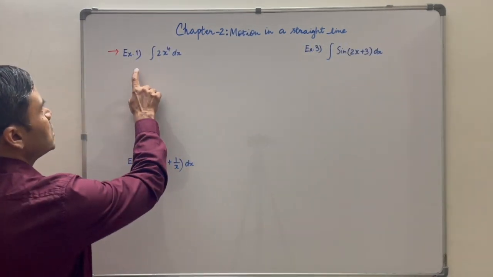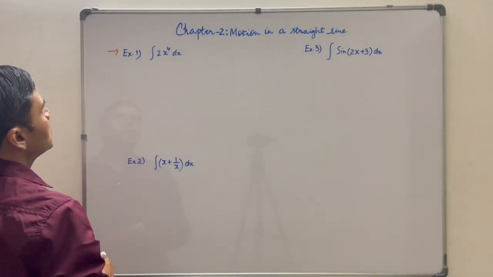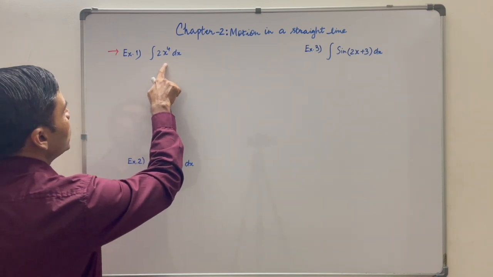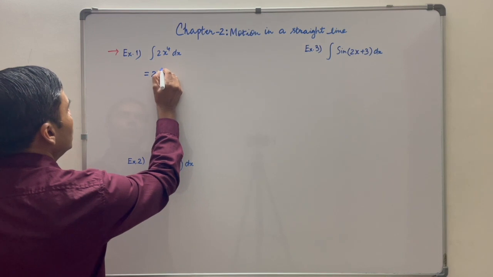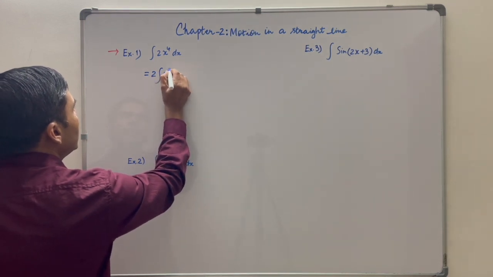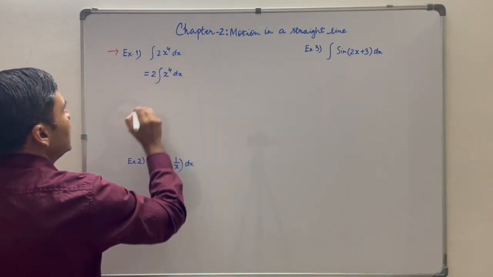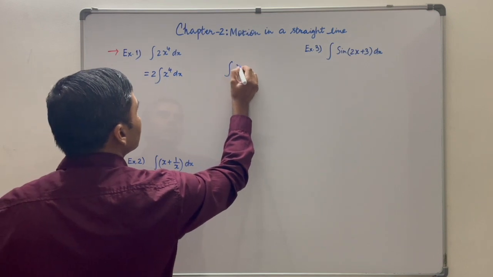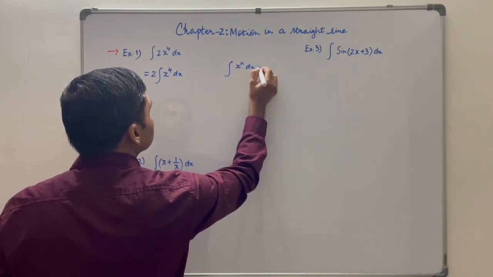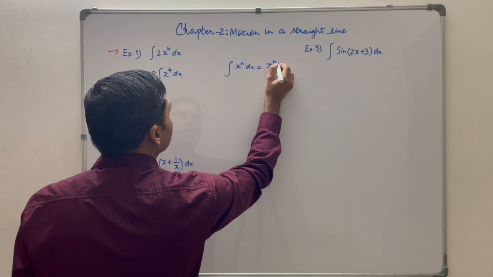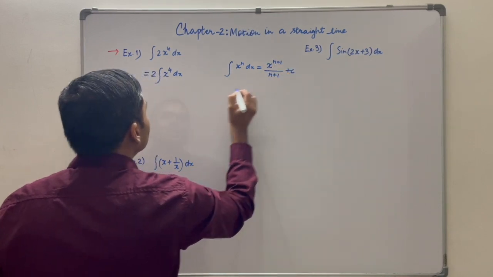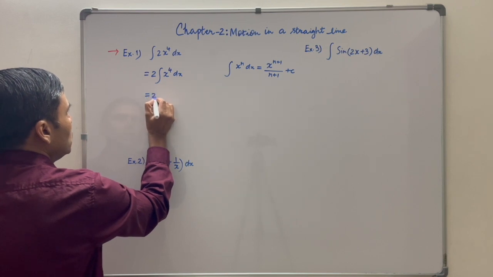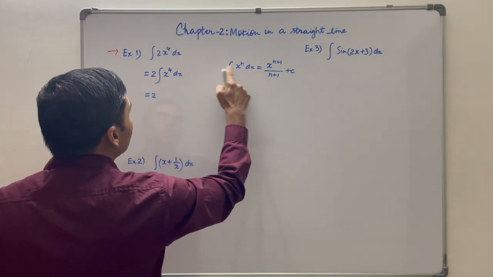Now let us see some questions on integration. First one is integration of 2x to power 4 dx. That is equal to, we can take 2 out. So 2 integration of x to power 4 dx. And we know that integration of x to power n dx is equal to x to power n plus 1 upon n plus 1 plus c. So it is equal to 2. Here n is equal to 4.